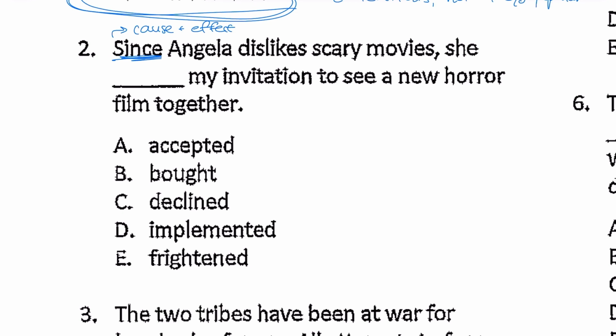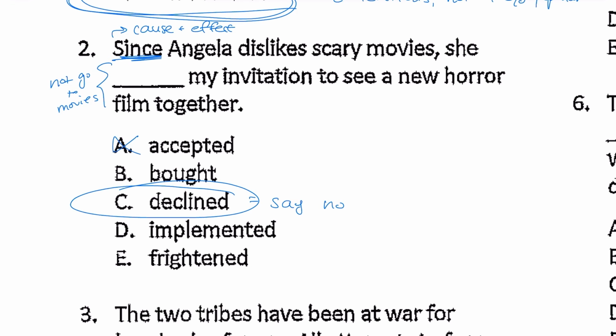So she's going to, choice C, decline her offer, essentially not go, because she doesn't like them. So if you don't like scary movies, then you won't go watch a horror movie because they're scary. So it'll be choice C. Decline means to say no. So it's the opposite of A. Accepted means say yes.